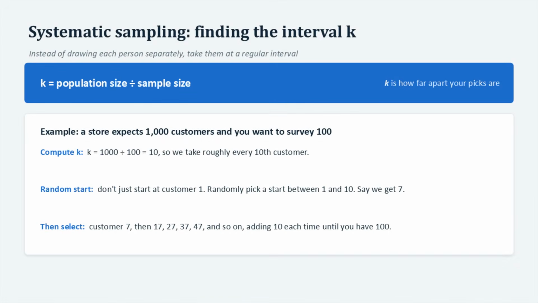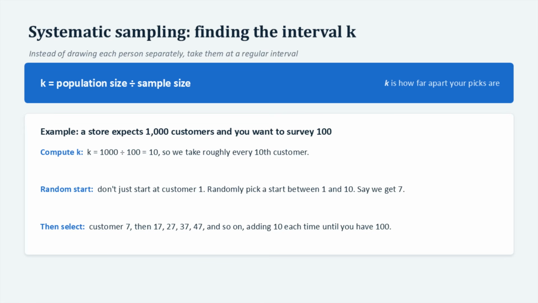So the one number we need for systematic sampling is the interval, and we call that interval K. The formula is right at the top of the slide. K equals the population size divided by the sample size. That's it. K simply tells us how far apart our selections should be. Let's use the example on the screen. Suppose a store expects 1,000 customers during the day, and we want to survey 100 of them.